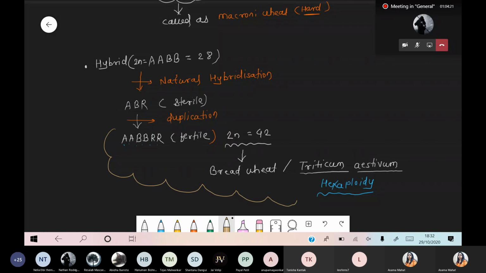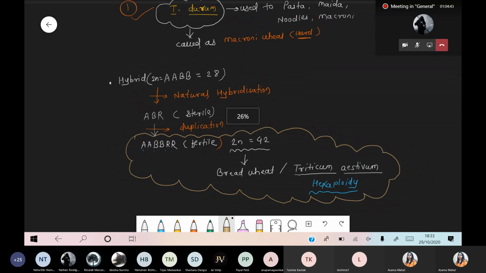That is Triticum aestivum. It is hexaploid, and hexaploid means what? We are talking about the presence of a total of 6 sets of chromosomes, and 2n equal to total 42 chromosomes are there, present in 6 sets. And Triticum aestivum, the common name is also called bread wheat, which is hexaploid.